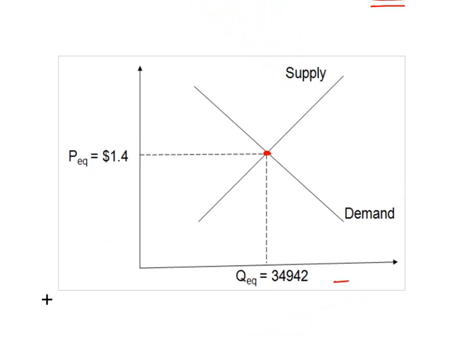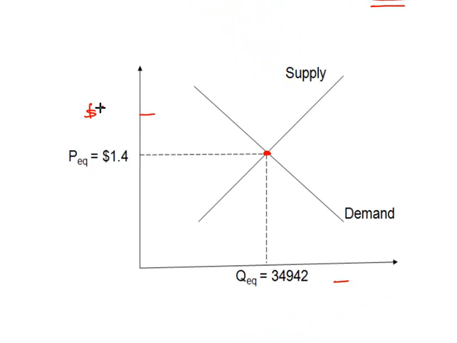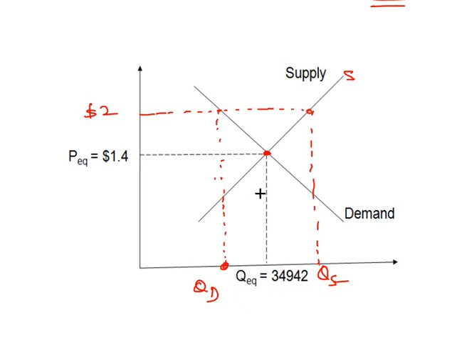Now let us see what if the price is above the equilibrium level. Let's say the price has become $2. Wherever this price meets the demand curve, we bring it down and say this is the quantity demanded. Similarly, wherever it meets the supply curve, we say this is the quantity supplied.